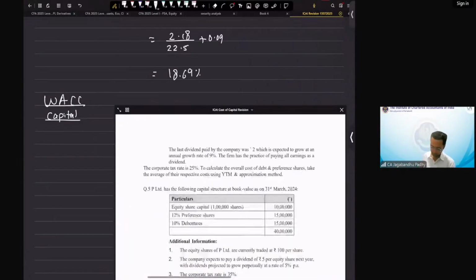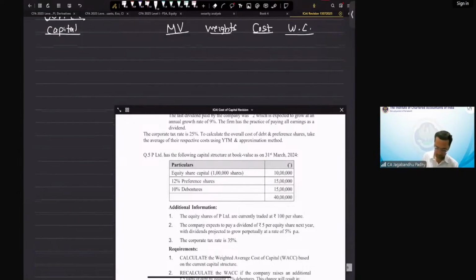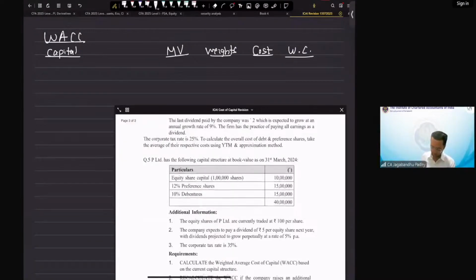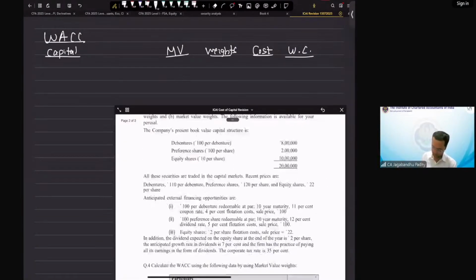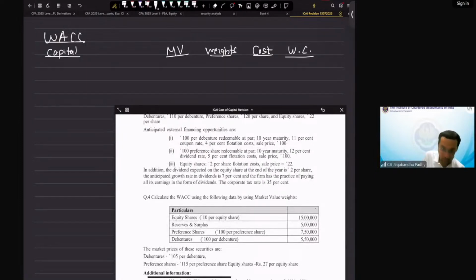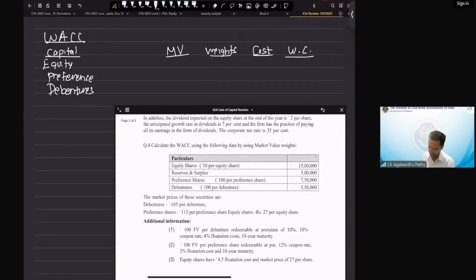So now we've got the capital as three types. We'll talk of equity because reserves we are not going to consider separately. Reserves will be included in the equity itself. Then we have the preference capital and the debentures. Equity is having a price of 27.